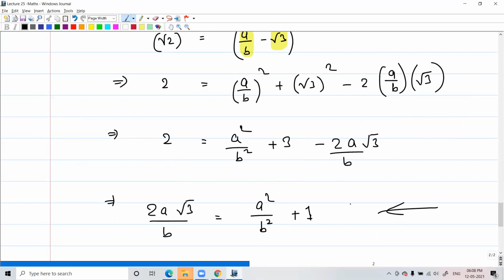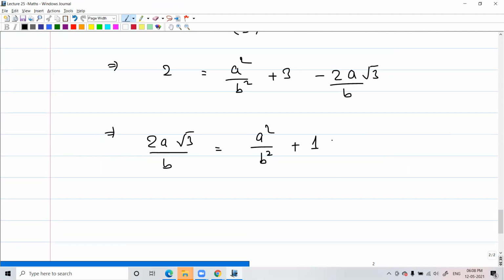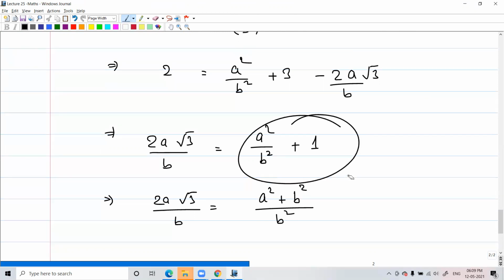Yes, sir. All right. I heard only from a few people. What about the rest of you? Yes, sir, understood. Okay, fine. So this is 2a root 3 by b equals a square by b square plus 1. Let's simplify it further. This a square by b square plus 1, can I not write it as a square plus b square by b square? Don't ask me how to do this calculation. This is simple fraction addition and subtraction. Anyone needs help with this?